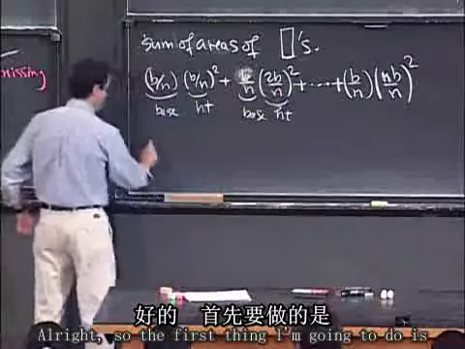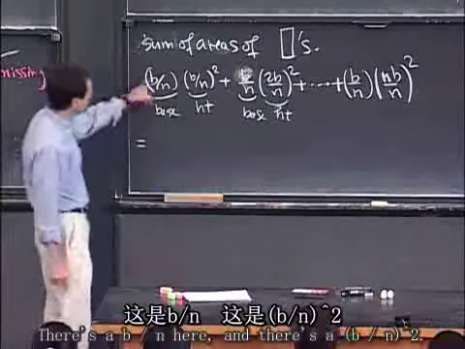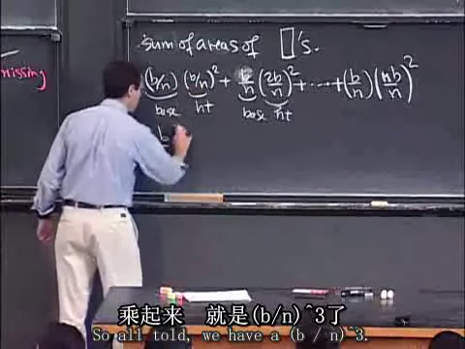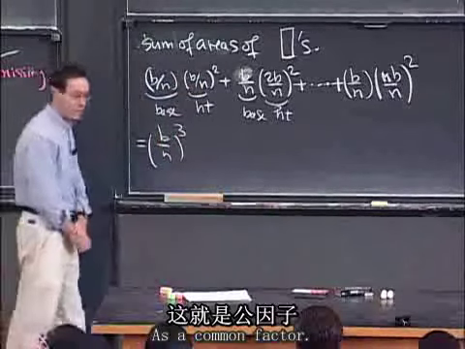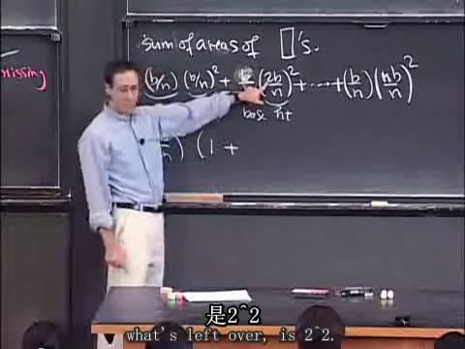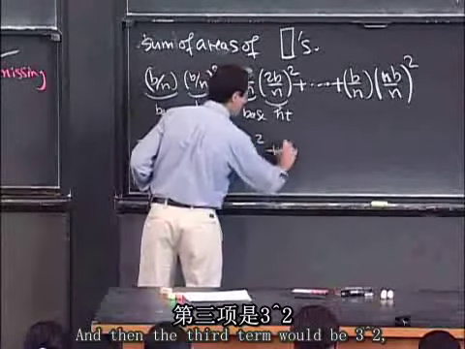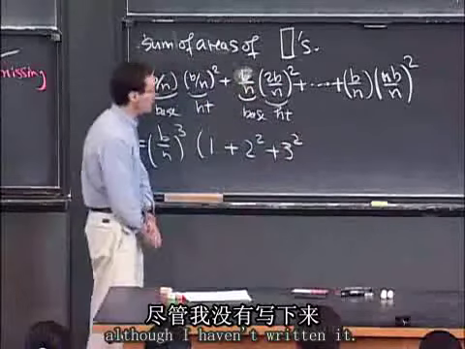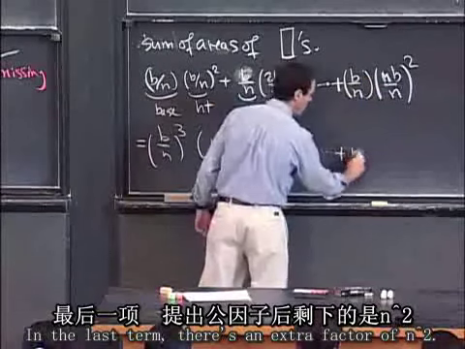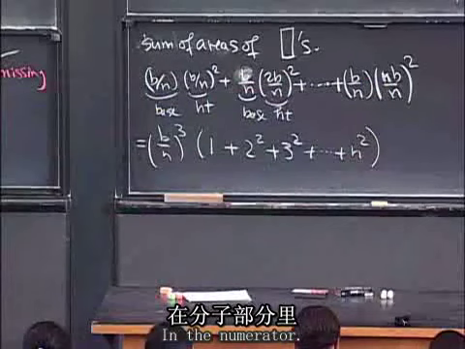All right, so the first thing I'm going to do is factor out all of these b over n factors. There's a b over n here, and there's a b over n squared. So all told, we have a b over n, the quantity cubed, as a common factor. And then the first term is 1, and the second term, what's left over, is 2 squared. And then the third term would be 3 squared, although I haven't written it. And the last term, there's an extra factor of n squared in the numerator.